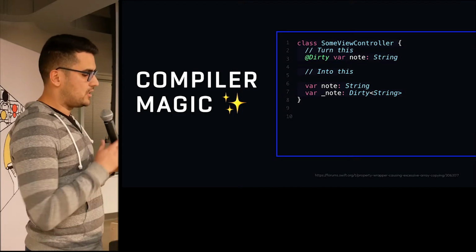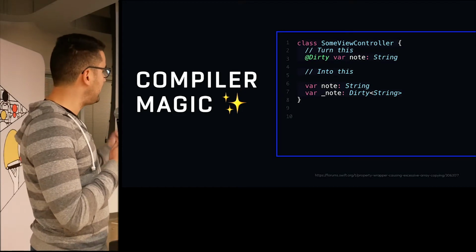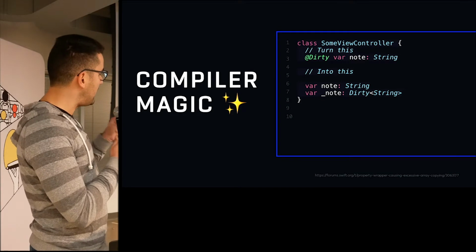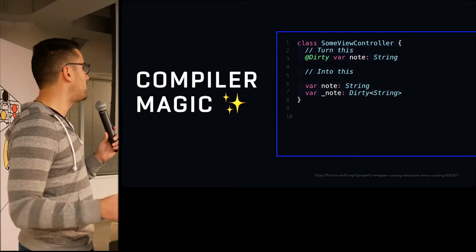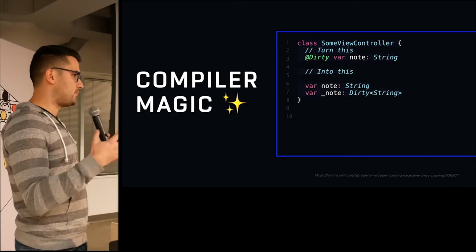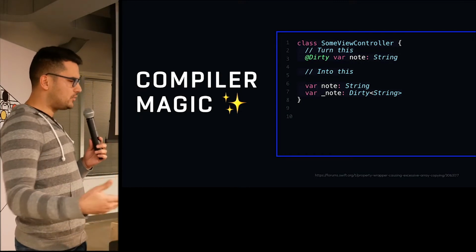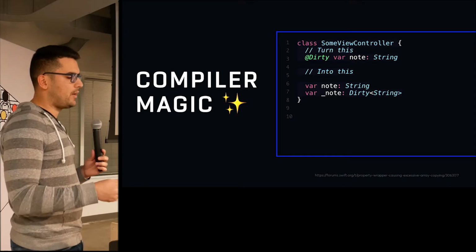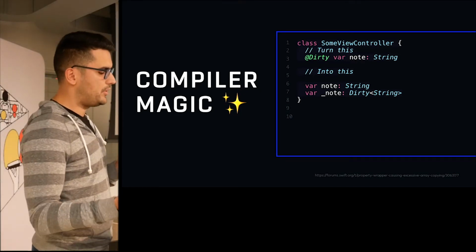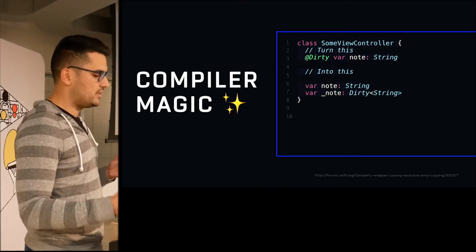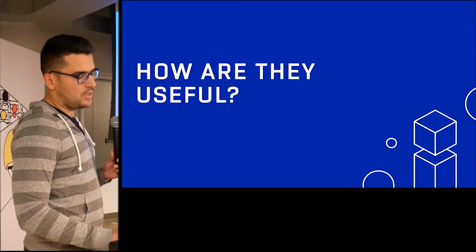The compiler is taking a dirty node, and then it's transforming it into a node with a string and an underscore node with a dirty class wrapping our initial value. And this is why, if we want to call things that are only in the property wrapper itself, we have to go with the other property. And if we just want to talk to a string, then we just use the normal one.